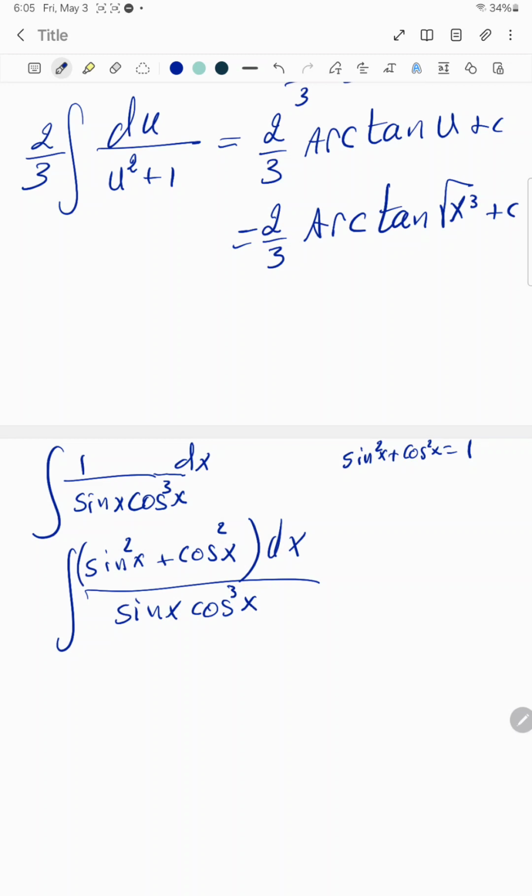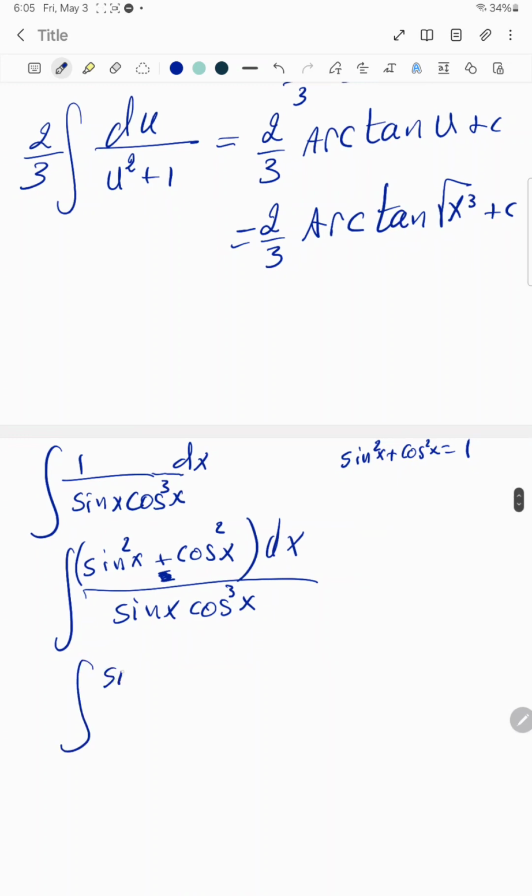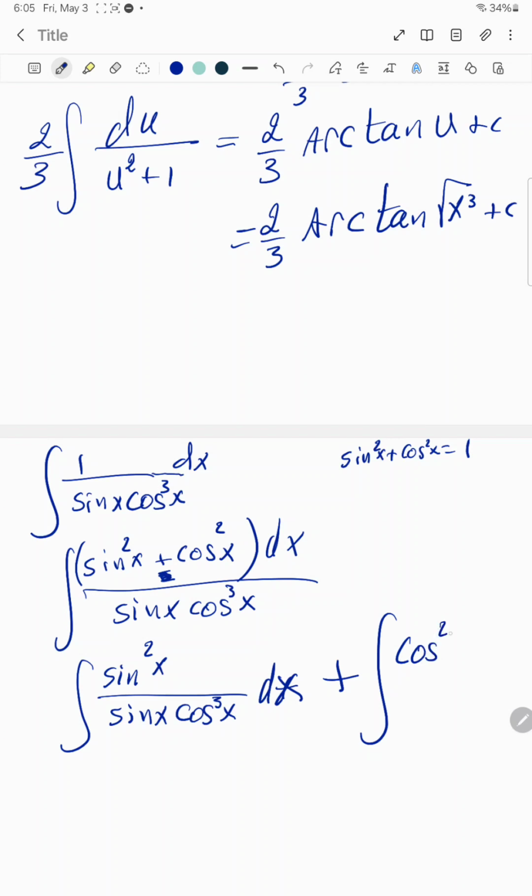Why did I think of sine square x plus cosine square x equal to 1? Because there is nothing in common between 1 and sine x cosine cubic x, but if I put sine square x plus cosine square x in the numerator, I might find something in common. Now I can split my integral because there is a plus here. It becomes integral of sine square x divided by sine x cosine cubic of x dx, plus integral of cosine square x divided by sine x cosine cubic of x dx.